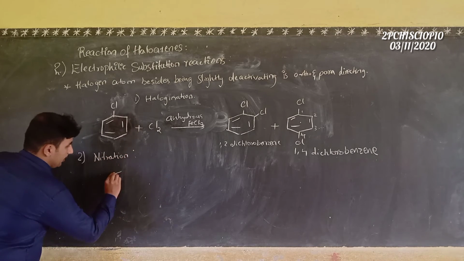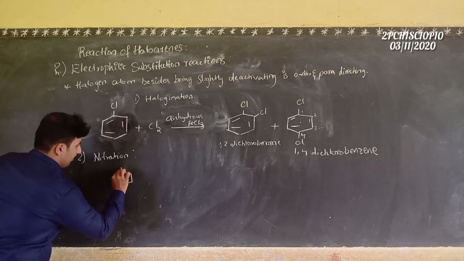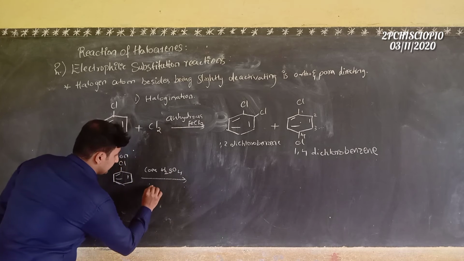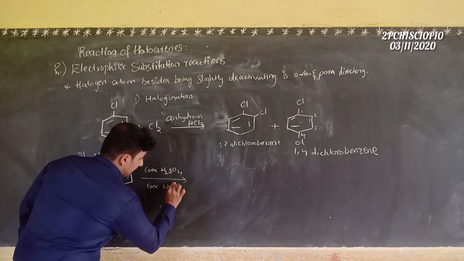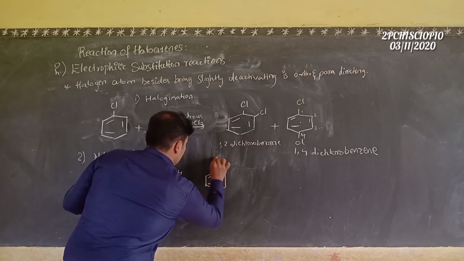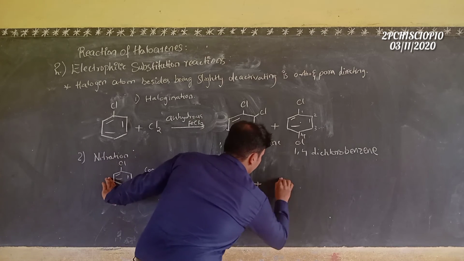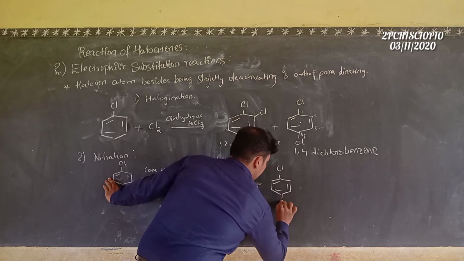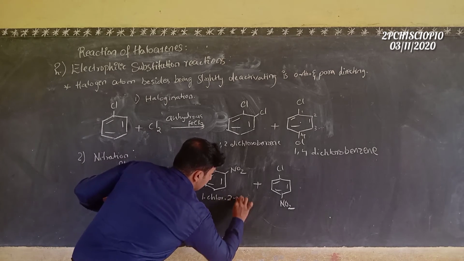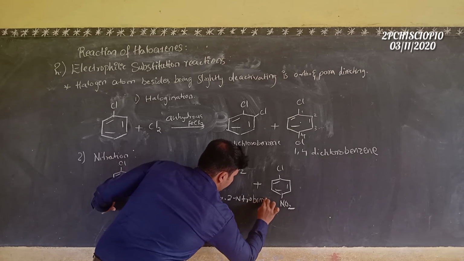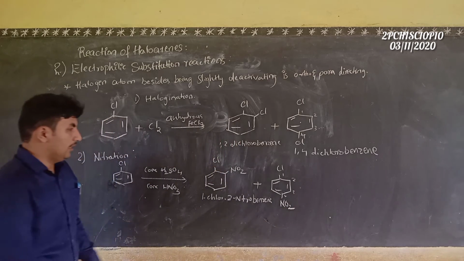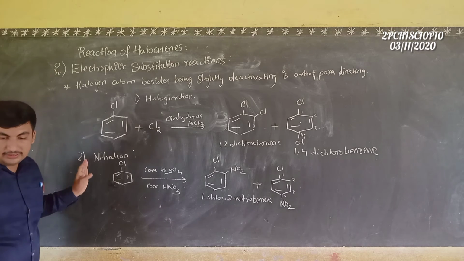nitration. When chlorobenzene is treated with concentrated sulfuric acid, H2SO4, and concentrated nitric acid, HNO3, what is the product we will get? Here also we are getting a mixture of two products. One is at the ortho position and one more is at para position. One chloro, two nitro benzene, and this is 1 chloro, 4 nitro benzene. First one is halogenation and the second one is nitration.